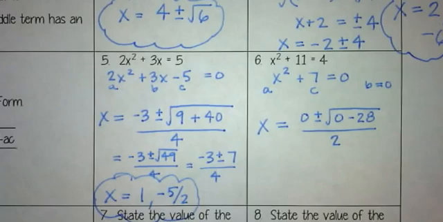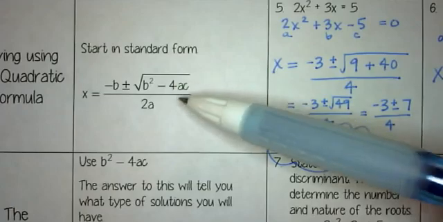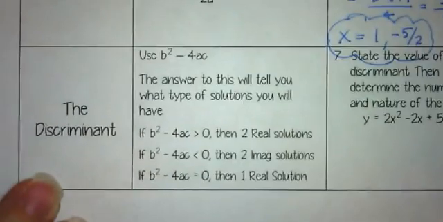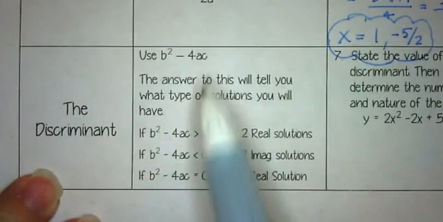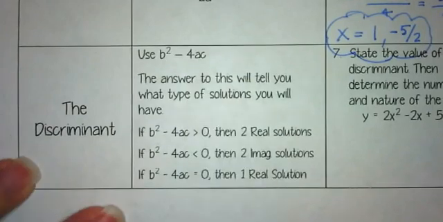The discriminant. The discriminant is B squared minus 4AC, which you should recognize is what's inside the square root. When we do the discriminant, we're not using the square root though. So remember that it's just the B squared minus 4AC. So you're figuring out what number would be inside the square root. And what it does is it tells you what kind of solutions you're going to have.